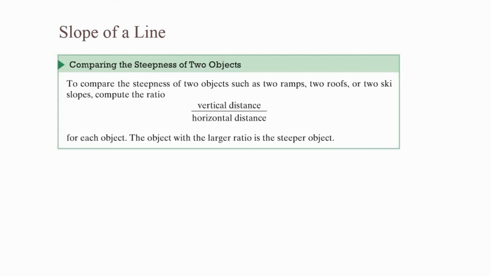Slope of a line. The steepness of two objects. Compute the ratio: vertical distance divided by horizontal distance for each object. The object with a larger ratio is the steeper object.